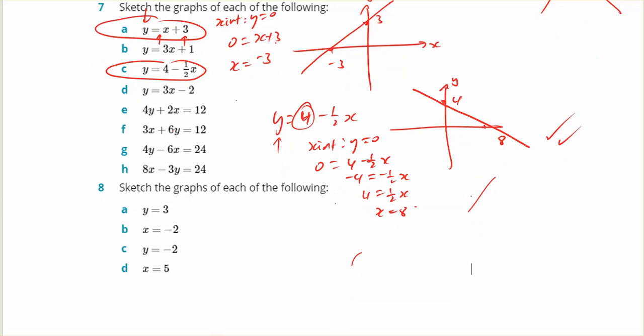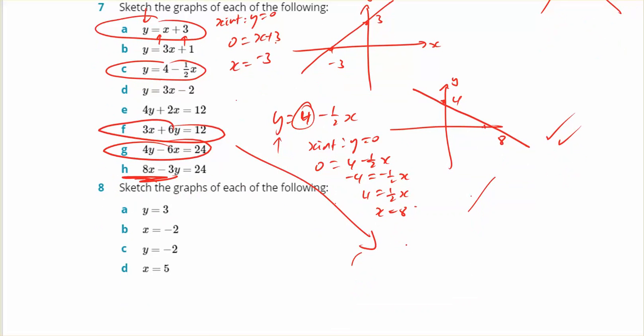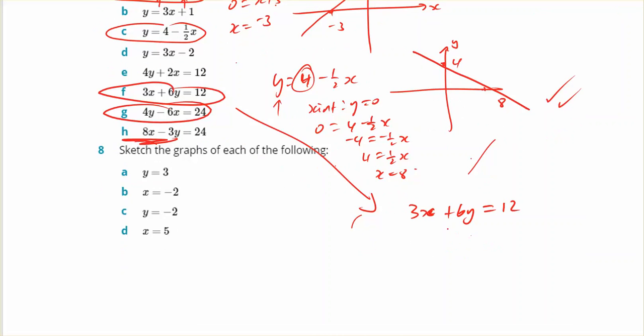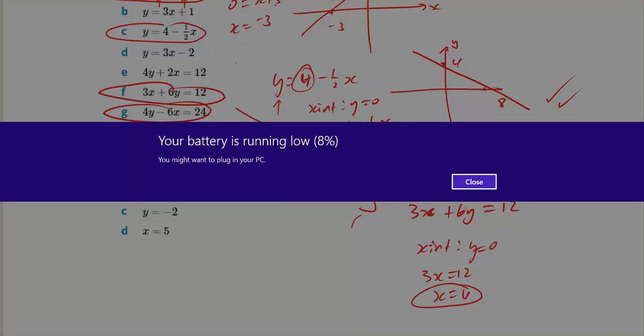Now, for questions like F and G, this equation is not in gradient-intercept form. We don't necessarily need to put it in gradient-intercept form, because all we're interested in is trying to find the x and y intercepts. So to get the 2 points, you need to algebraically work out what the x and y intercepts are. My x-intercept happens when y equals 0. So when I substitute y equals 0 into the equation, I get 3x equals 12, x equals 4. Okay, so that's my x-intercept.